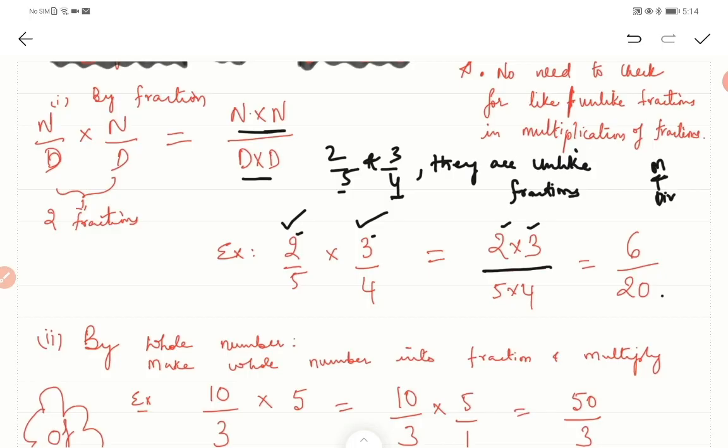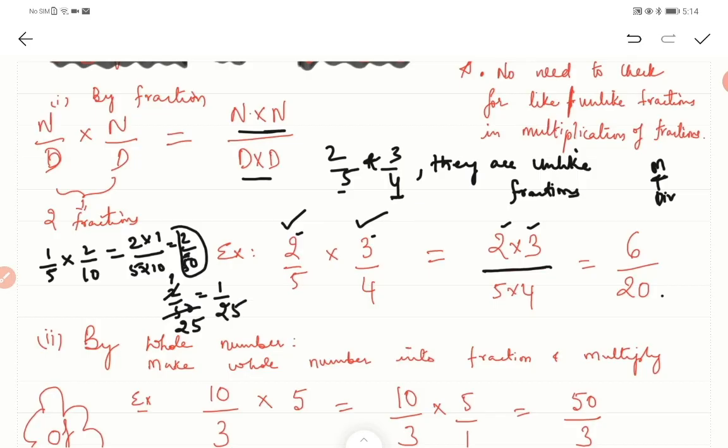Alright, so if I take one more example as 1 by 5 multiplied by 2 by 10. So how will you do that? It is just 1 cross 2 divided by 5 cross 10. So this is 2 by 50. Okay, so this is 2 by 50. This you can cut, it will go by 2. 2 ones are 2, 2 twos are 4, 2 fives are 10. So this will be 1 by 25. This you call the simplest form or lowest form. We will see this further.